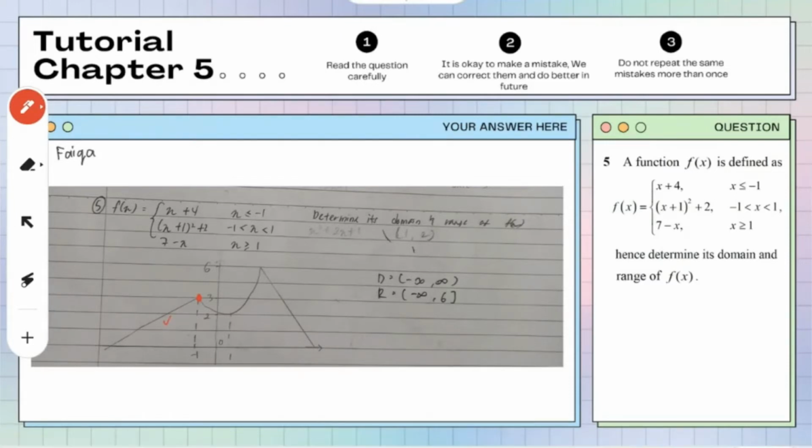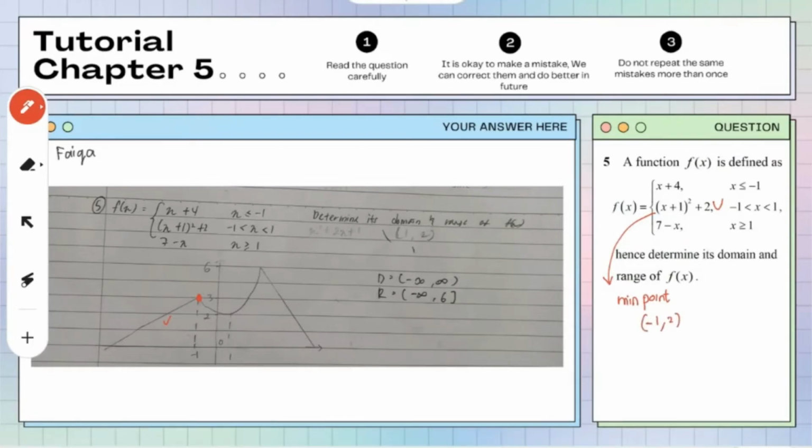X plus 1 square plus 2. So ini adalah bentuk kuadratik sebenarnya. Tapi bukan all of it lah. Kita ambil certain part sahaja. Where from here kita boleh nampak dia punya minimum point. Okay, so the minimum point should be -1, 2.